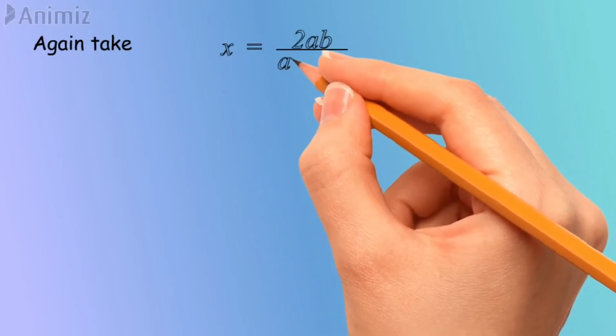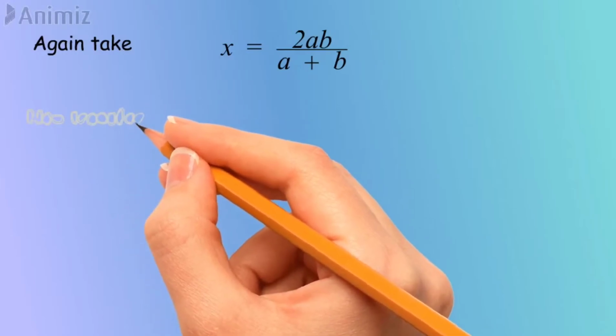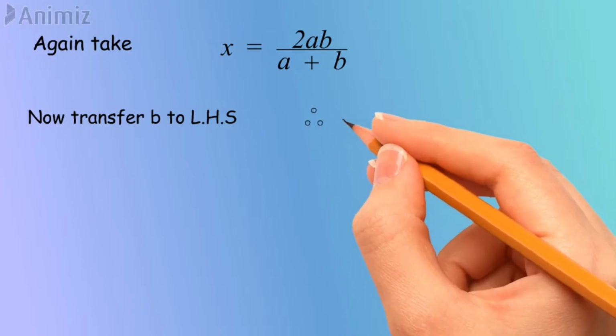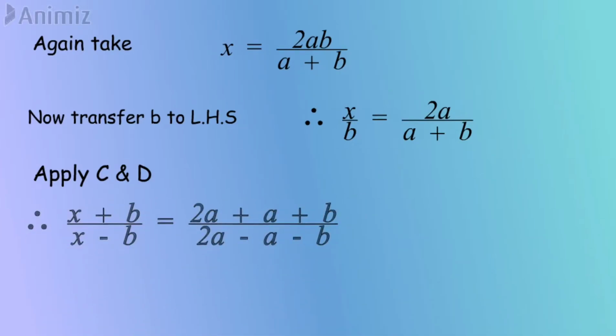Now students, again take the value of x. Now this time transfer b towards the left hand side. When you transfer b to the left hand side, your b will be in the denominator and your equation will be x by b equals 2a upon a plus b. Now same way apply componendo and dividendo. When you apply componendo dividendo on both sides, what will we get, students? Now on the right hand side, (2a plus b) upon (2a minus b) will be there.